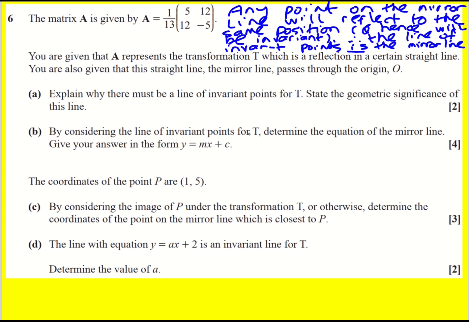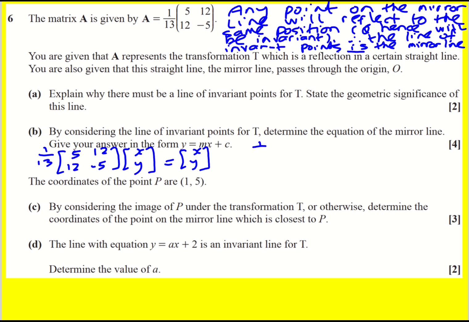By considering the line of invariant points for T, determine the equation of the mirror line. Give your answer in the form y equals mx plus c. So what we have to do here is find the line of invariant points, and then we've got our answer for the mirror line, as we said in part A. Therefore, I can apply 1 over 13 times the matrix (5, 12; 12, -5) to a general position vector, essentially a coordinate x, y. And that is going to equal the same thing because that's what it means to be invariant. It goes back to the same position.